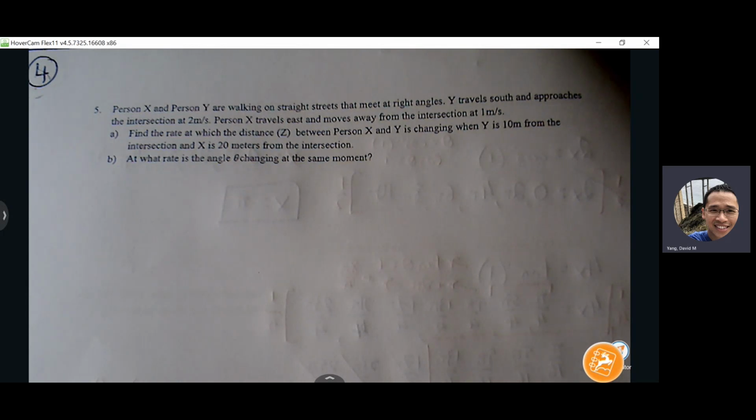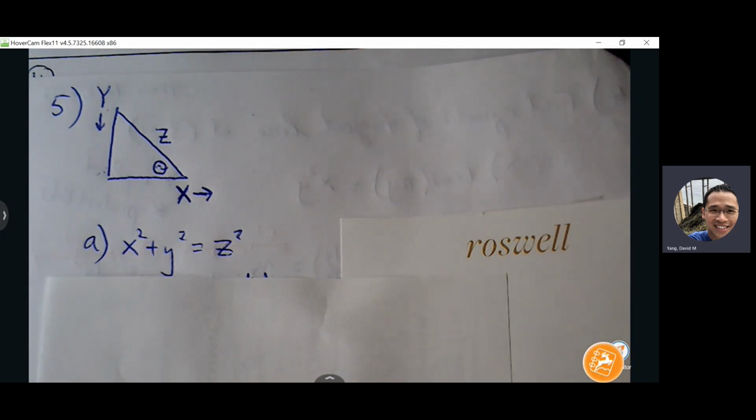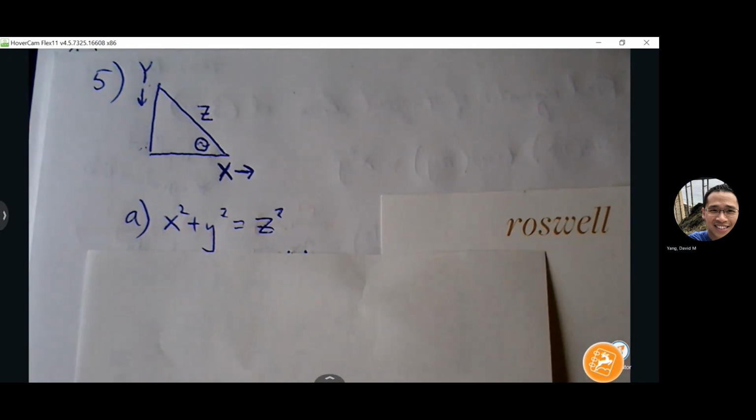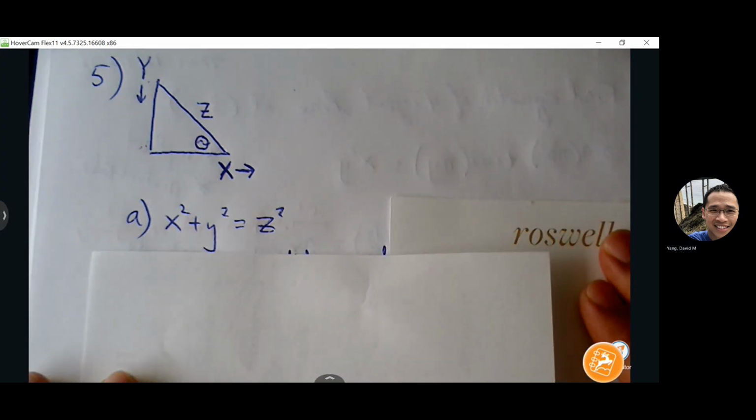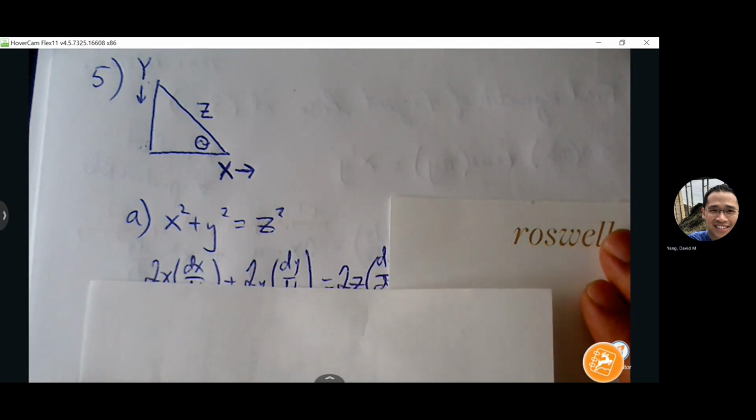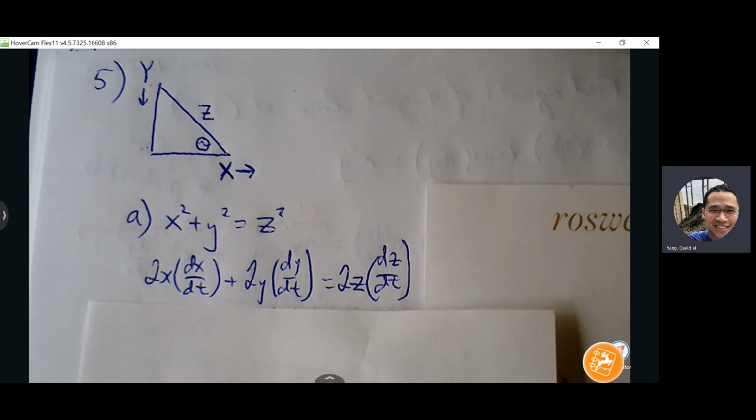So the first part is just going to be a straightforward Pythagorean theorem problem. So y is moving south, x is moving east. So Pythagorean theorem, x squared plus y squared equals z squared. Find the derivative. Every variable gets its own d over dt.